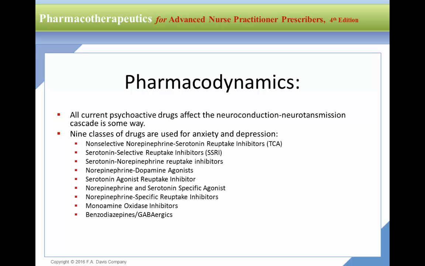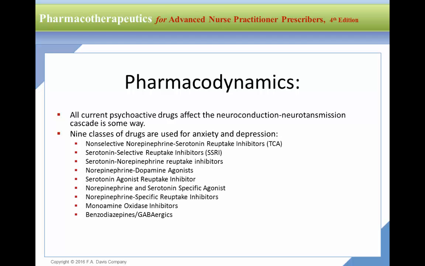I'm not going to go over the different types of anxiety disorders. You're going to have a whole semester for that. But the anxiety disorders are basically generalized anxiety disorder, panic attack, phobic disorders, agoraphobia, social phobia, also PTSD, which is post-traumatic stress disorder, acute stress disorder, etc.